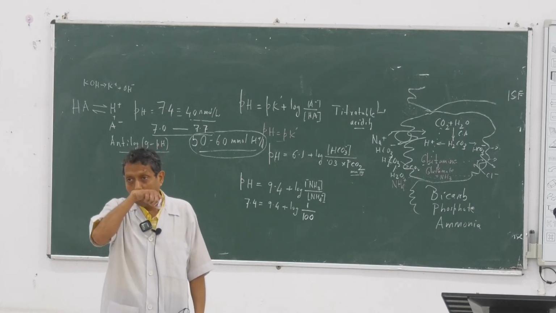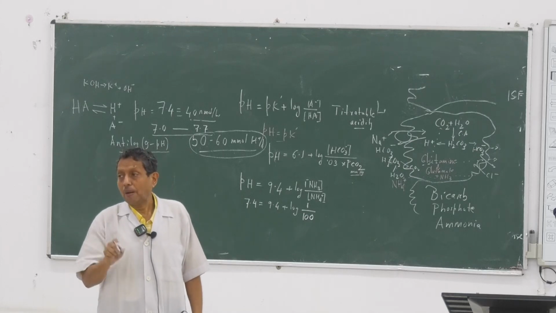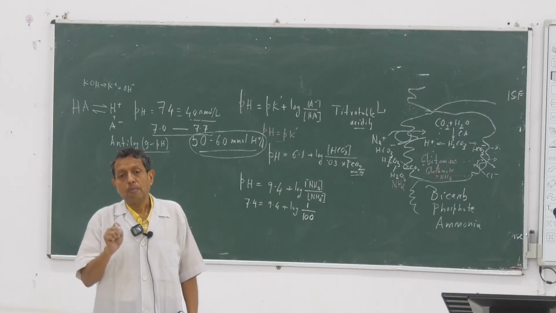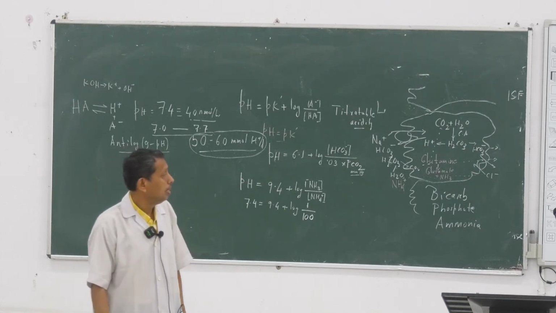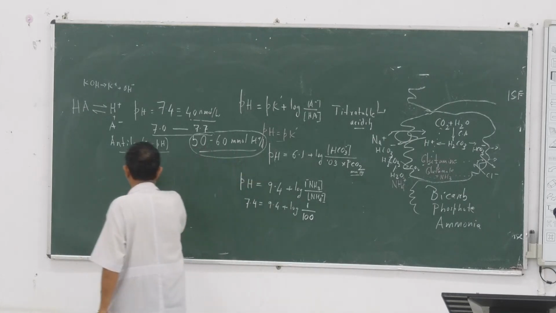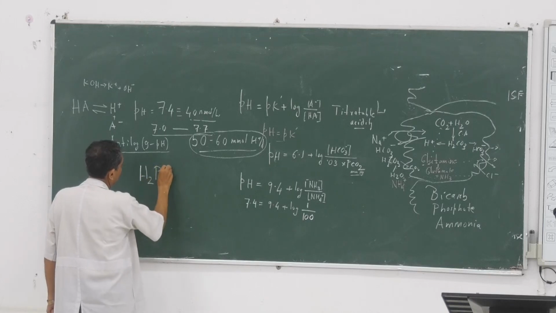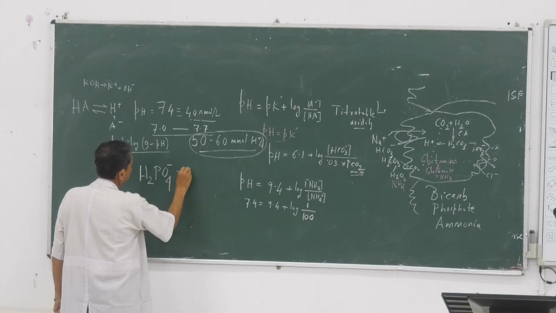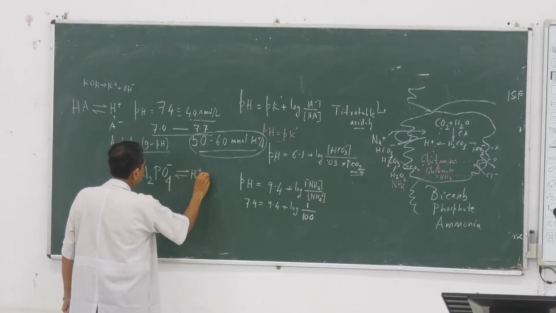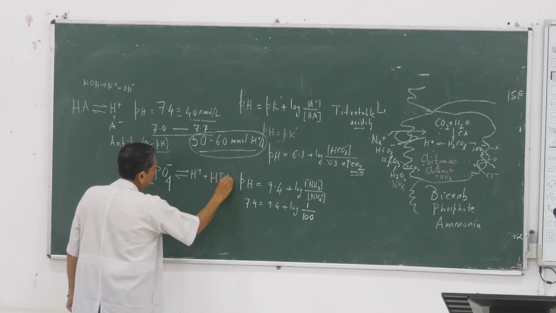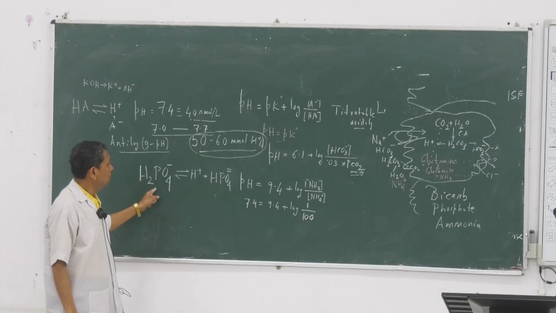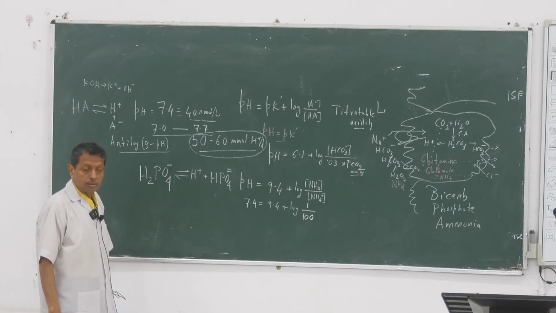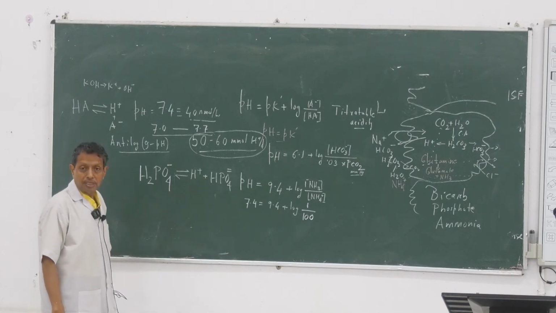So it is the phosphate buffer and other buffers. Though they have minor importance, they are titrated. Phosphate buffer, Na2HPO4, the formula is like that. Acid phosphate, basic phosphate in this one.